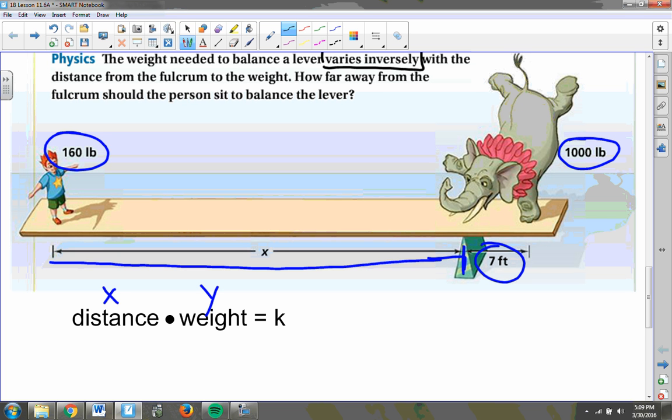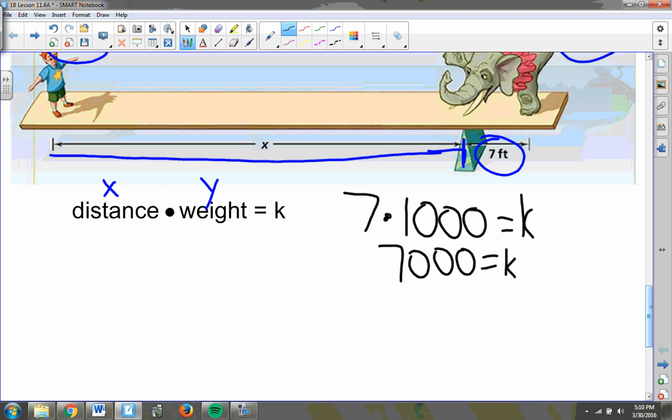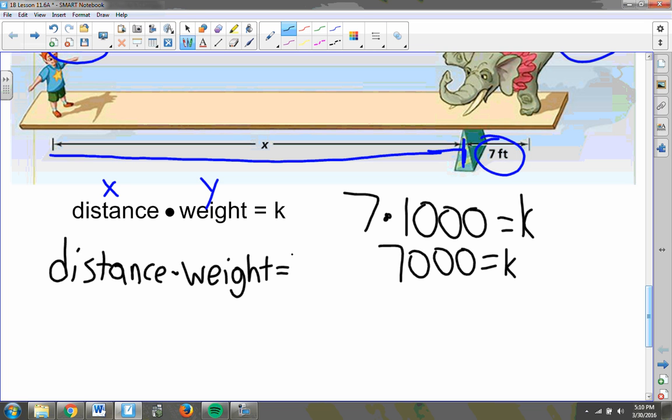So distance times weight is equal to k, and the distance for the elephant is 7 feet, and the weight of the elephant is 1,000 pounds. So that's equal to k. Well, 7 times 1,000 obviously is 7,000, so my k value is 7,000. So that means that distance times weight for the 2 sides of this lever always need to equal 7,000.